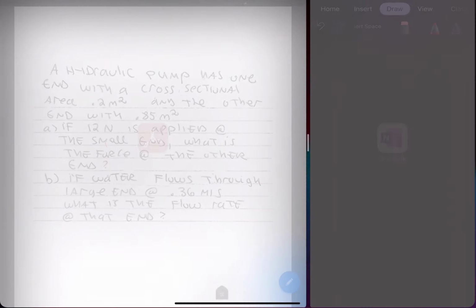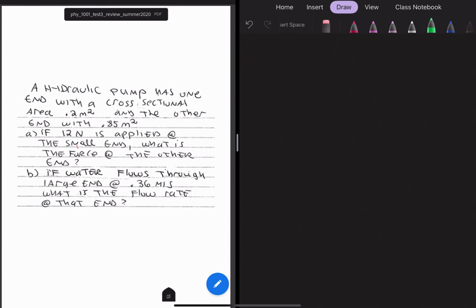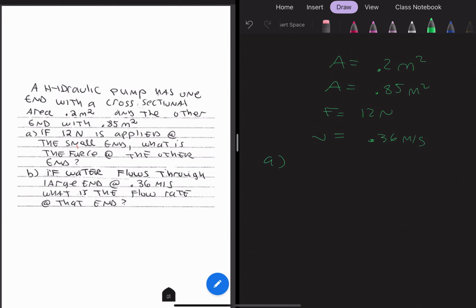Alright, so let's try to get the answer. First number is 0.2 square meters, so that's an area. Next number is 0.85 square meters, so that's another area. You have 12 newtons, that's a force. And 0.36 meters per second, so that's a velocity. And for A, we want to find another force. And for B, we want to find the flow rate Q.